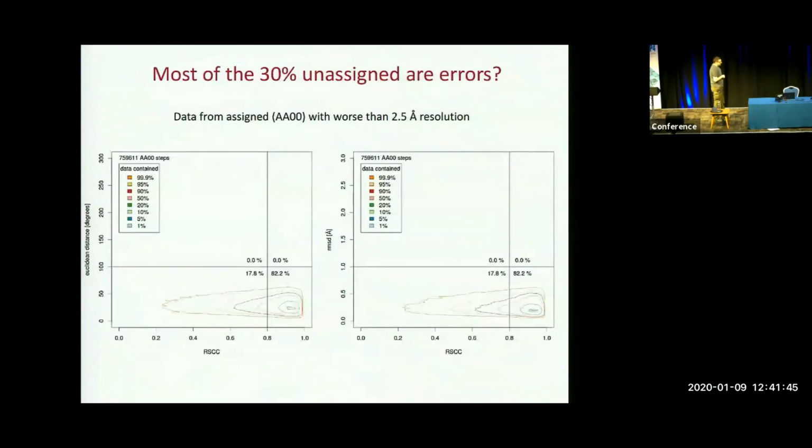We'll have to start with the assigned conformation. So this is data. This is correlation for Euclidean distance with the Rispes correlation coefficient for the canonical A conformation for data worse than 2.5 angstrom resolution. So in this lower right corner, you can see that most of the data is supported by the data, and the distance from the reference is relatively small. This is the measure we are using for the assignment.